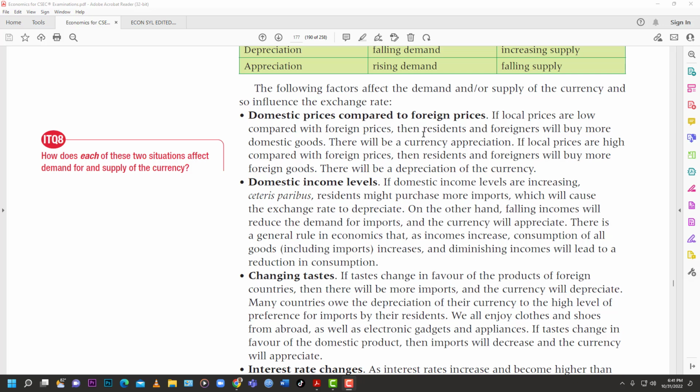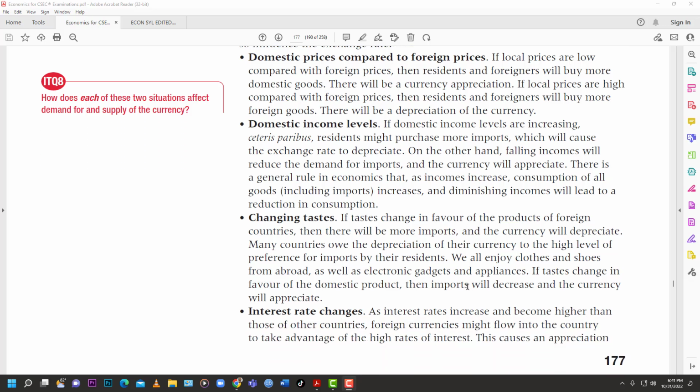And then the reverse is also true. If local incomes are low, then people would tend to stick to the domestic market, and so the demand for the domestic currency would be high and the value would appreciate. On the other hand, foreign incomes will reduce the demand for imports and the currency will appreciate, right? Because everybody wants a local one, and so the value goes up.